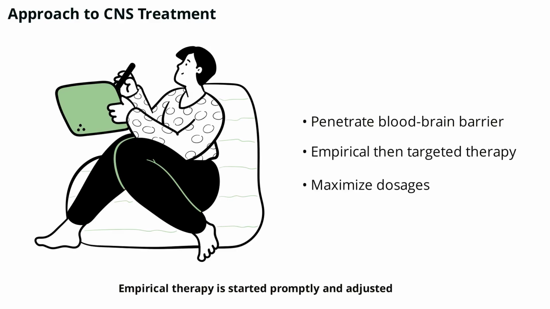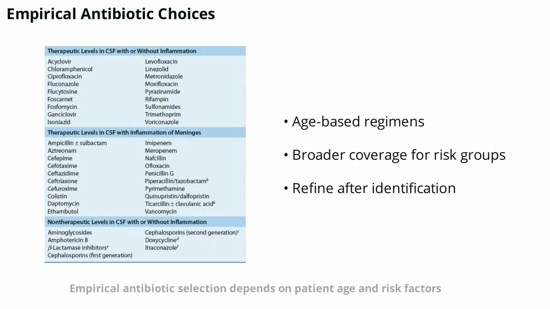Empirical therapy is started promptly and adjusted based on clinical response and laboratory findings. Maximizing antibiotic dosages ensures adequate drug levels in the CNS. Empirical antibiotic selection depends on patient age and risk factors.